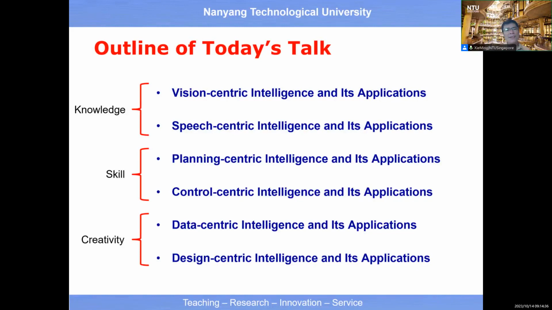The second group of application is related to skill-centric application. Because for human beings, we are very, very skillful. We can undertake a lot of autonomous and intelligent behavior. All these are skill-centric applications, right? And lastly is the creativity-centric application. So that refers to design.